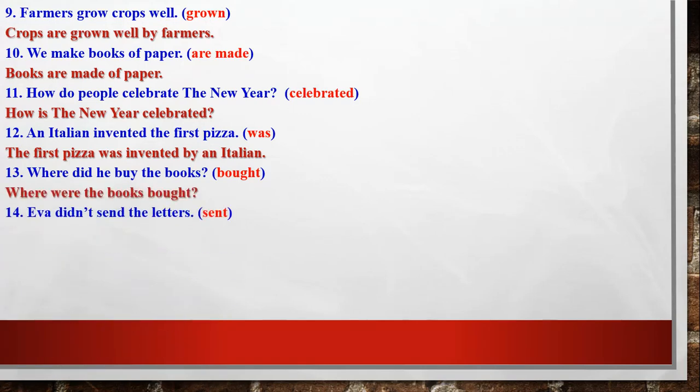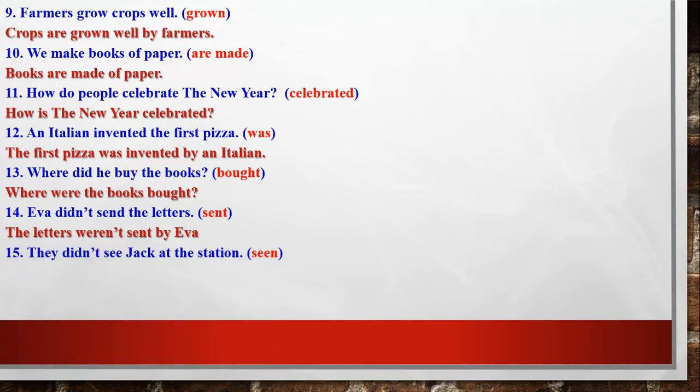Number 14. Eva didn't send the letters. I want to use sent. To use sent in this sentence, we must change it to the passive too. So to change it to the passive, I will start the sentence by using the letters. This sentence is in the past, so I will use wasn't or weren't because this sentence is negative. The letters is plural, so I will say the letters weren't sent by Eva.